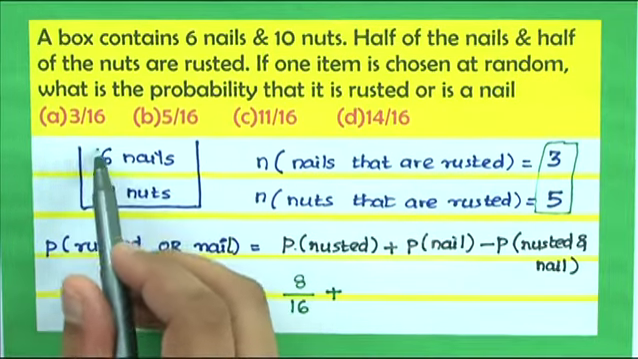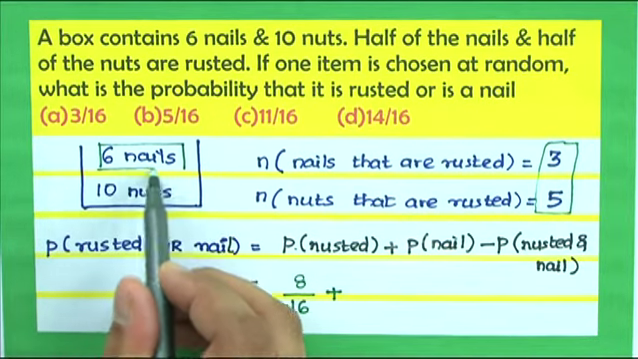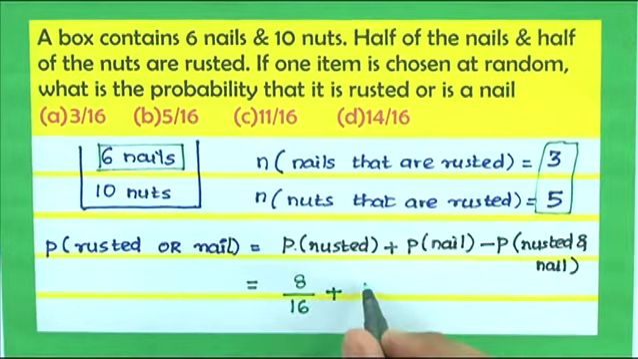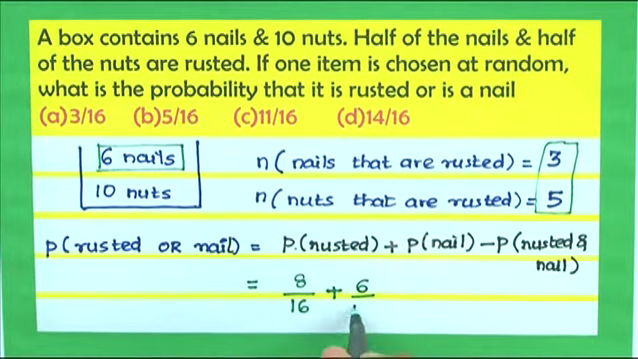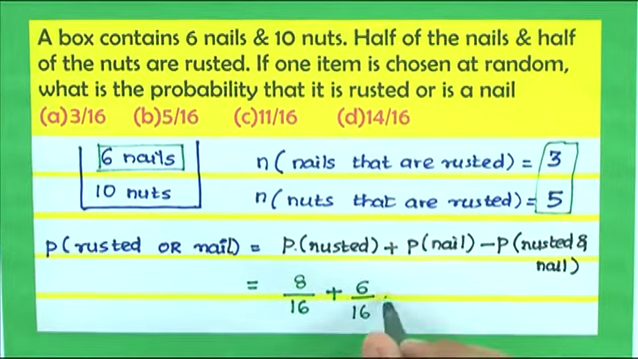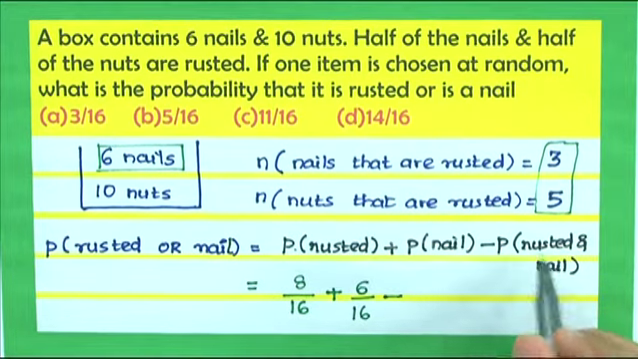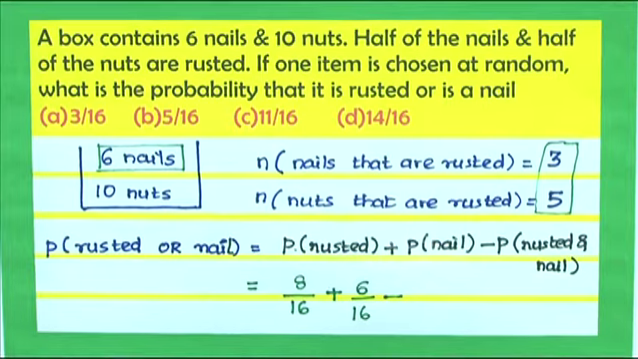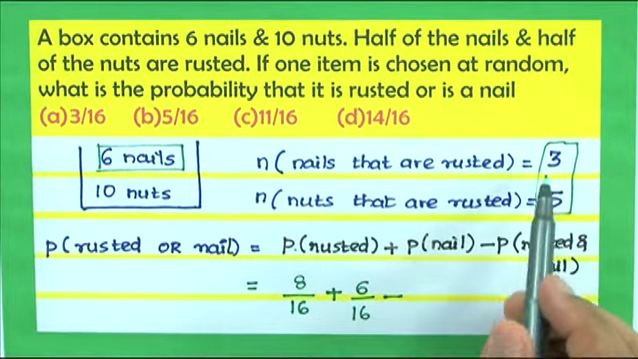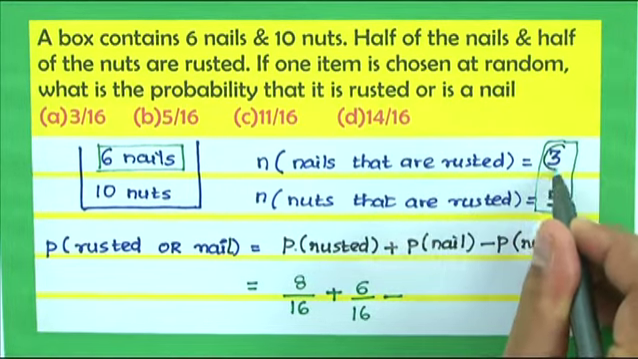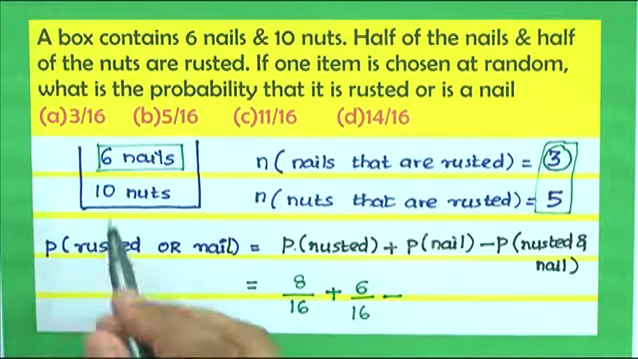How many nails are there? There are 6 nails. Therefore, the probability of getting a nail is 6 divided by 16. Now we need to subtract P of A intersection B, that is nail that is rusted. So what's the probability of getting a nail that is rusted? We have 3 nails which are rusted divided by the total 16.